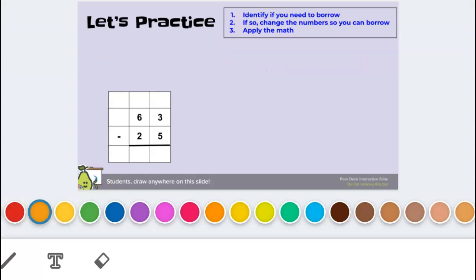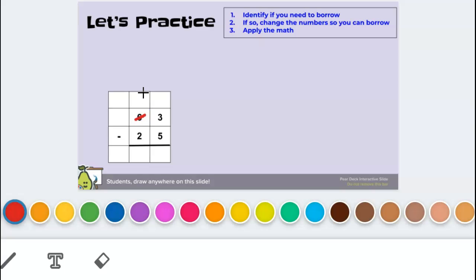Now let's practice. So we see that we have a problem right here. I'm going to make my little cursor just a little bit bigger. We have 63 minus 25. Okay, so the first thing I need to do is I need to identify if I need to borrow. So I'm going to look at my ones column, and I'm going to look at the top number. Okay, this is a pizza place. They have 3 slices of pizza. I walk in and I want 5 slices. So they don't have enough to give me. So they have to borrow from the next door neighbor.